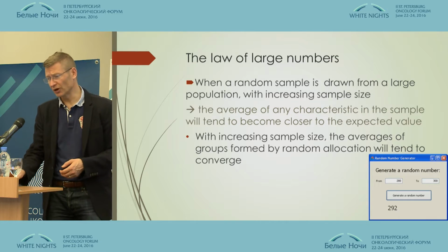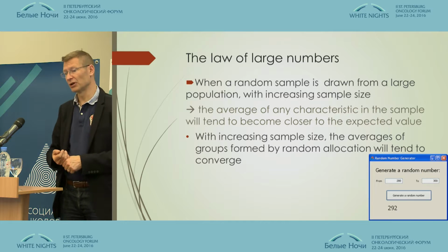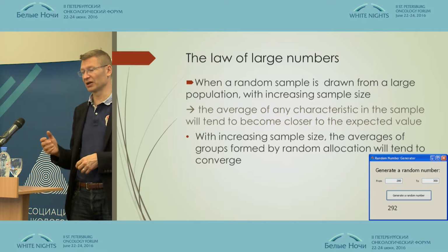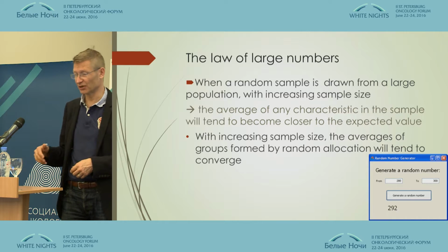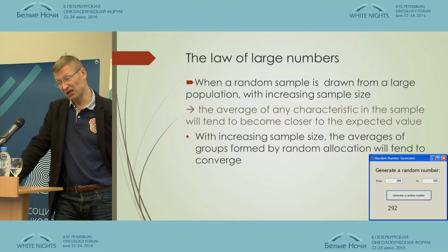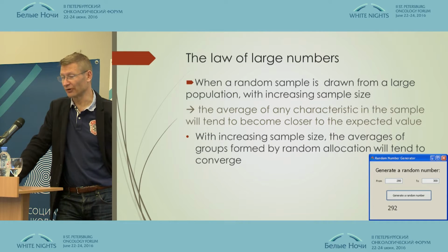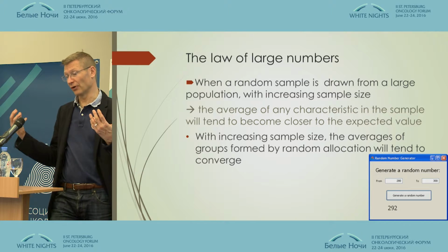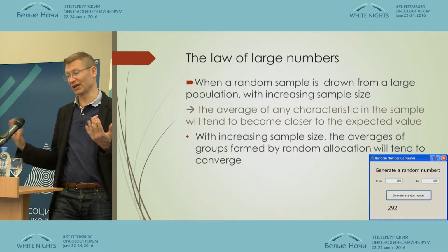And as I said, we need to bear in mind the law of large numbers, which means basically that when a random sample is drawn from a large population, with increasing sample size, the average of any characteristic will be closer to the expected value. Meaning, in this case, that when we repeat the random allocation a large enough number of times, the similarity between the groups increases.